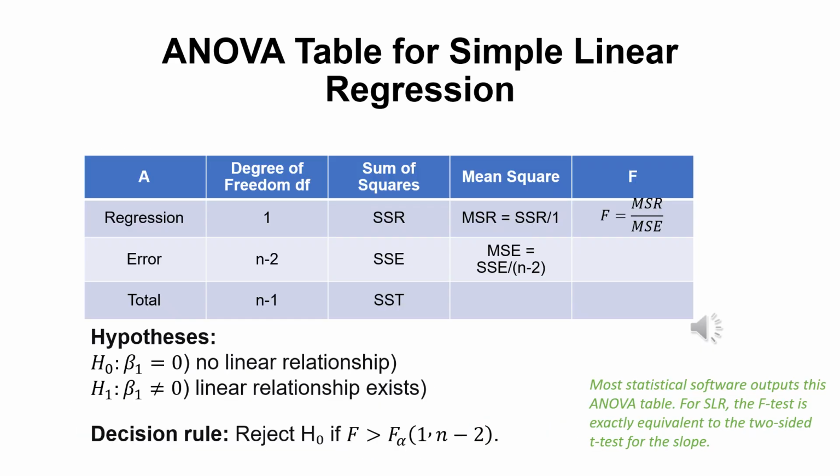ANOVA table for simple linear regression. Most statistical software outputs an ANOVA table that looks like this. The table has rows for source, typically regression, error or residual, and total. The columns are sum of squares, SS, degrees of freedom, DF, mean square, MS, the F statistic, and the p-value. For simple linear regression, the F-test is exactly equivalent to the two-sided T-test for the slope. In fact, you will see that T squared equals F. This is why you often see both T and F reported in regression output. They are mathematically the same for SLR.